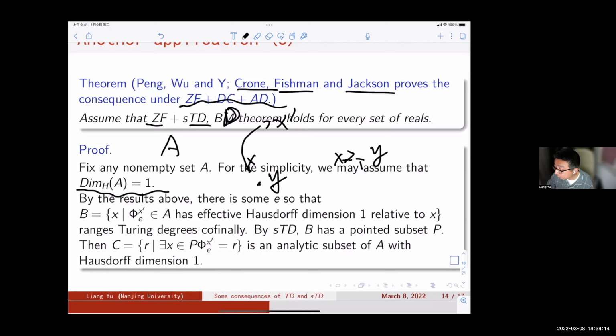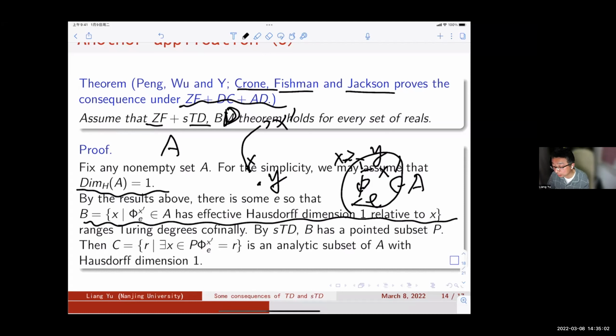But X jump can be arbitrarily powerful. So it means some phi_e X jump computes a real which has effective Hausdorff dimension 1 relative to Y, but also belongs to A. That means phi X jump is in A, and has Hausdorff dimension 1 relative to Y. But X is low for Hausdorff dimension over Y, so phi X jump also has effective Hausdorff dimension 1 relative to X. So this set of reals ranges over Turing degrees cofinally.